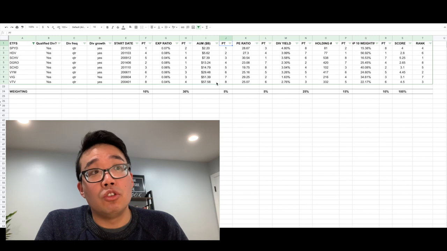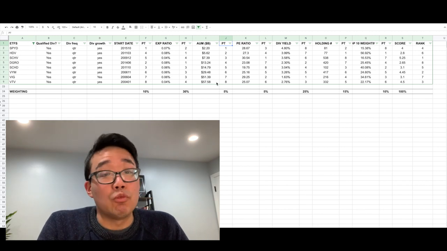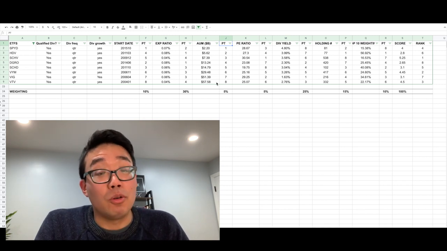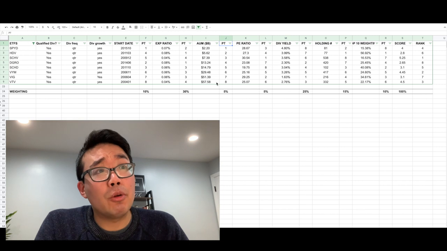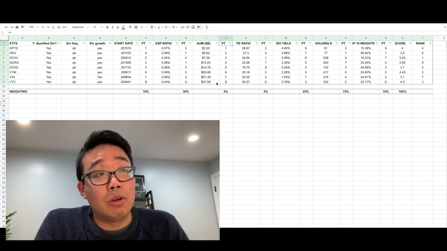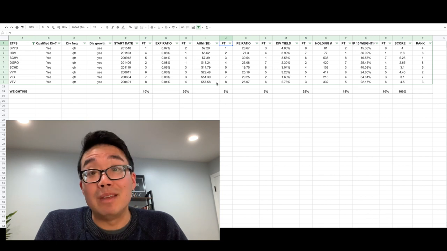There might be some issues with regards to liquidity when you're trying to sell or buy these funds, but for me, I don't plan on doing a lot of active trading with these dividend ETFs. I plan on holding them for a while, and so I only assigned a weighting of 5%. Again, that might matter more to you. For me, I don't think it really makes that big a difference in terms of how big the fund itself is.